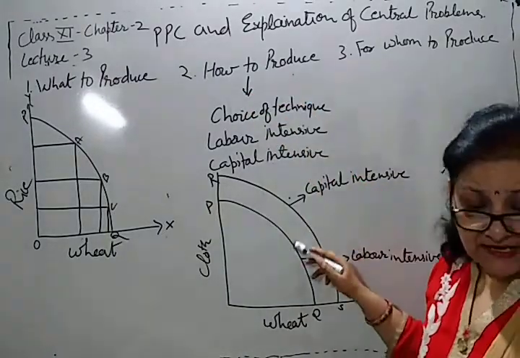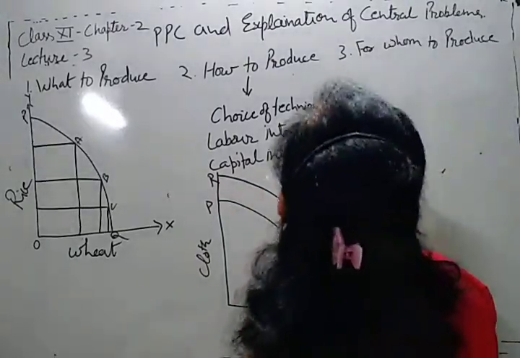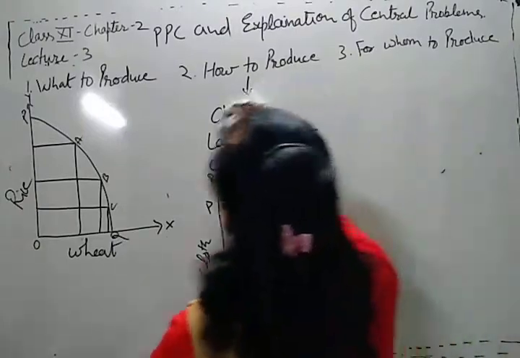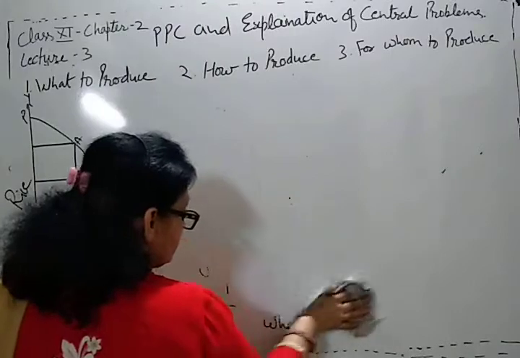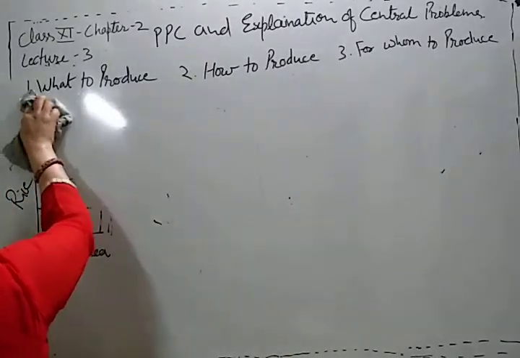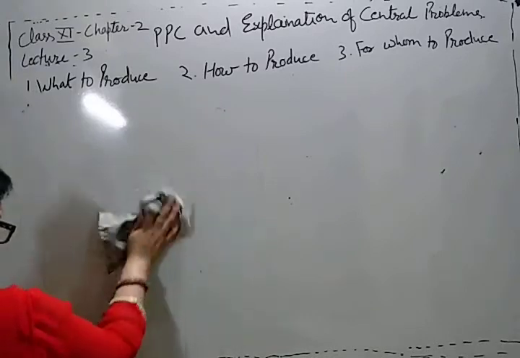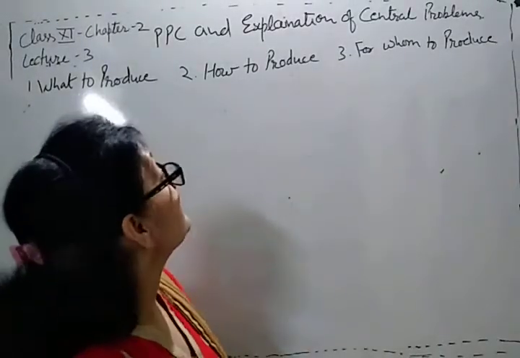PPC can explain it very well. The third one is for whom to produce. For whom to produce relates to the distribution of income.